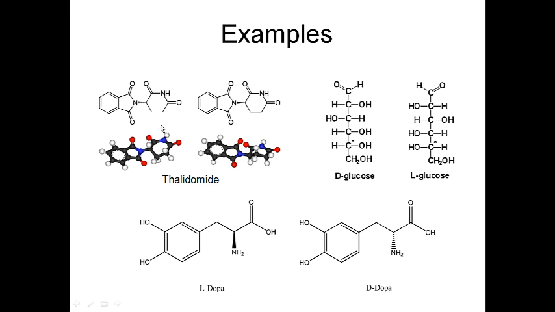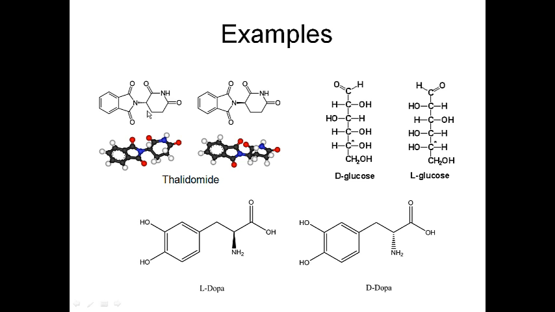Back when we talked about functional groups, I showed you this example of thalidomide. Thalidomide was used as a sedative in the 1960s. The drug that was administered was a 50-50 mixture of the D and the L forms. It was a racemic mixture.